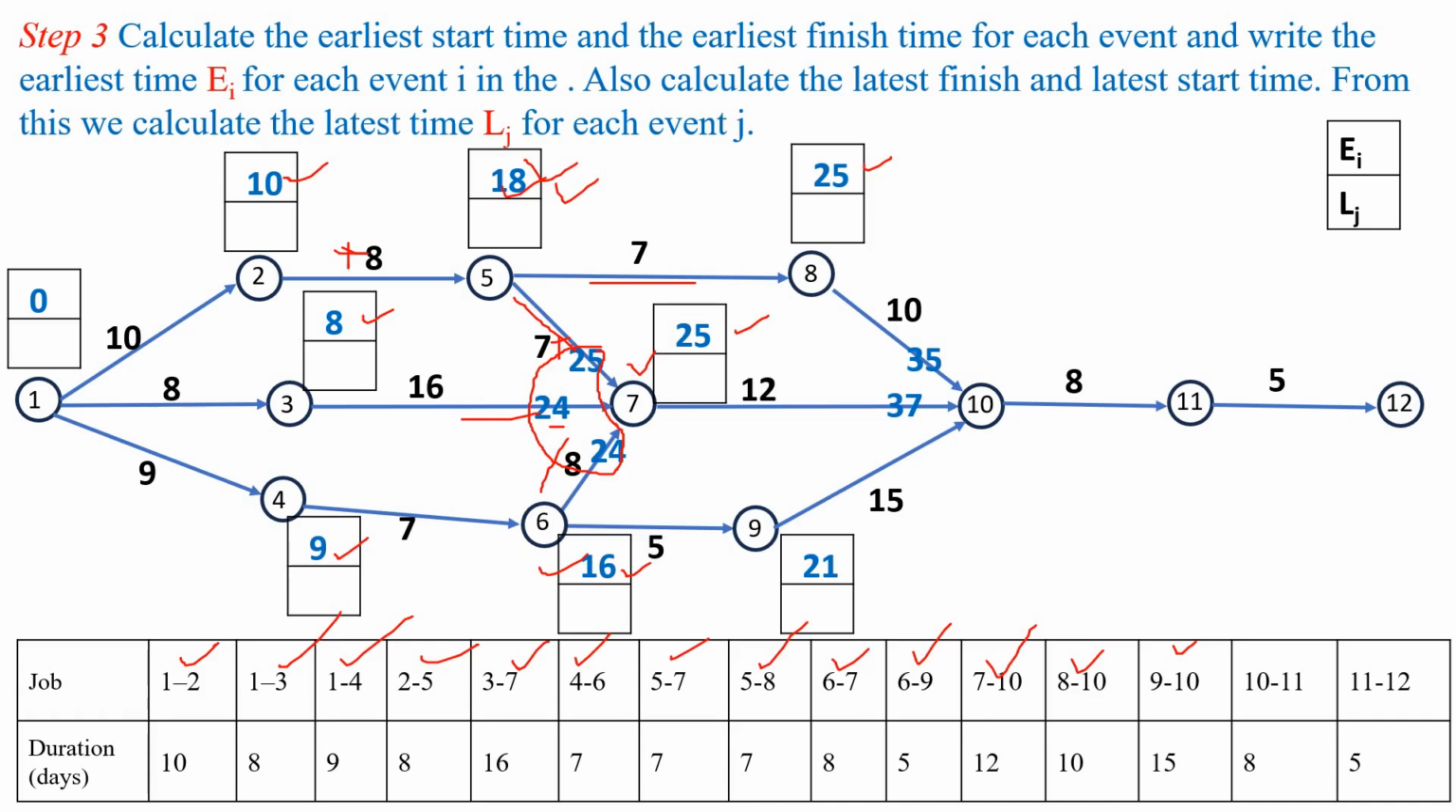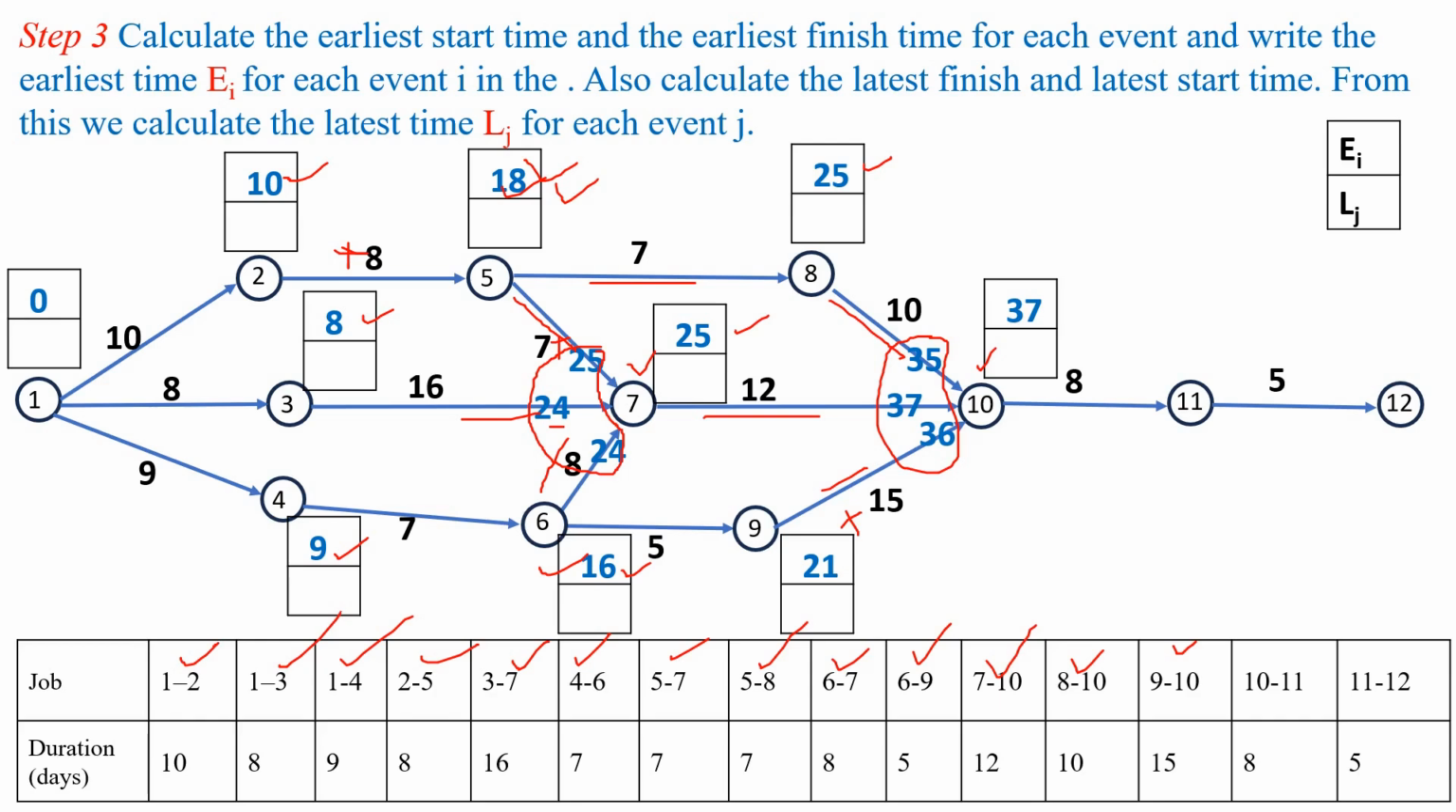For 9 to 10, start time is 21 and finish time is 21 plus 15, that is 36. Here observe that event 10 is the merge event for the activities 8 to 10, 7 to 10 and 9 to 10. So here the finish time at the event, we will consider the maximum value among these three values. So the maximum value is 37. So the finish time at event 10 will become 37.